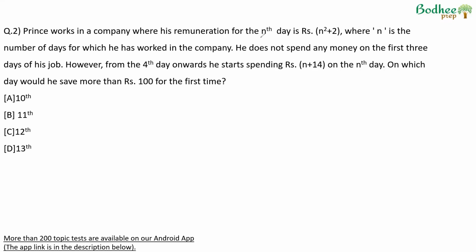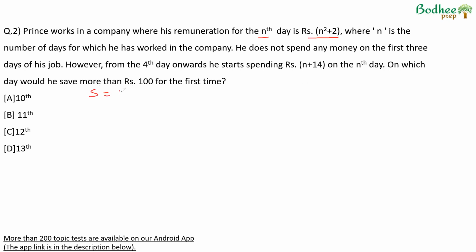Prayush works in a company where his remuneration for the nth day is rupees n square plus 2. So on the first day he gets 1 plus 2. On the second day he gets 2 square, 4 plus 2, and so on. And n is the number of days for which he worked in the company. He does not spend any money for the first 3 days of his job. However, from the fourth day onwards, he starts spending rupees n plus 14 on the nth day. So on the fourth day, he would spend 4 plus 14. On the fifth day, he would spend 5 plus 14, and so on. On which day would he save more than 100 for the first time?